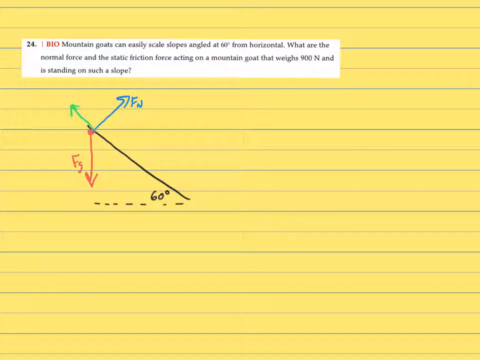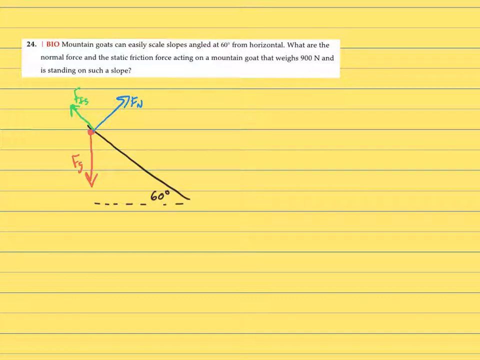Static friction prevents him from going down. So the motion is down the hill. Static force of friction, static, is up the hill. Since this is not accelerating, these all equal 0. So let me show you a little trick.